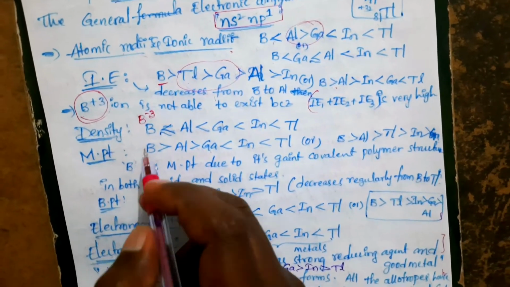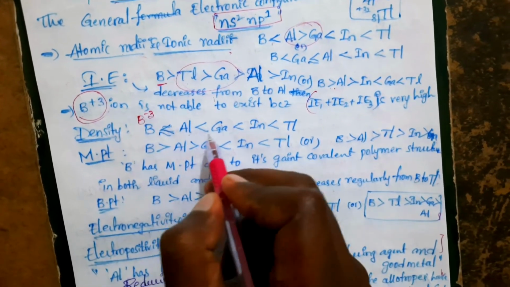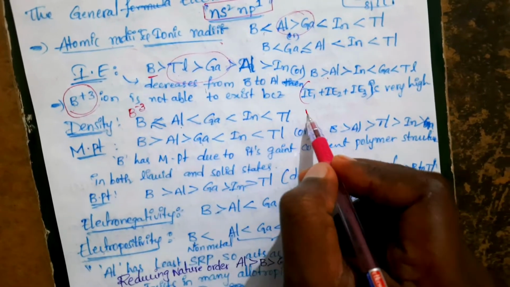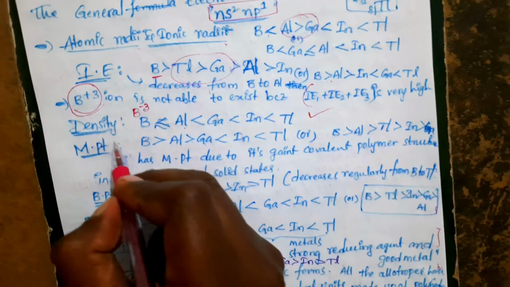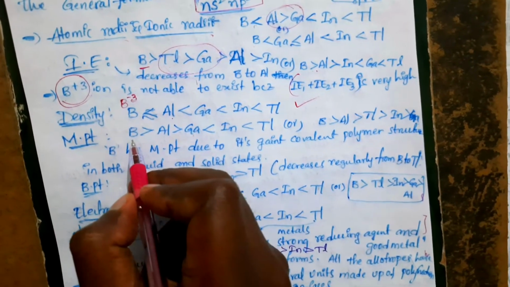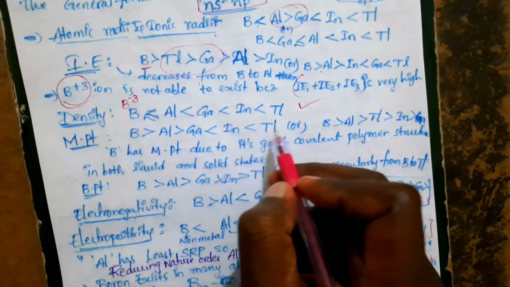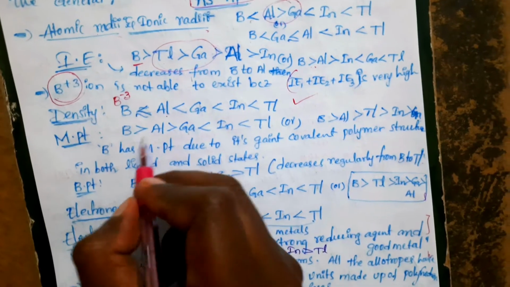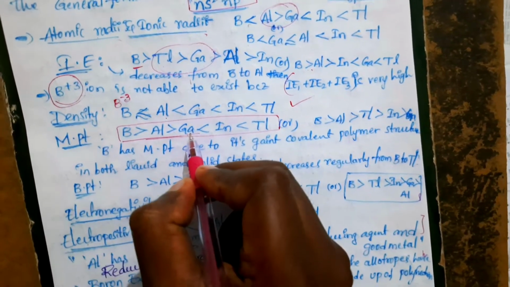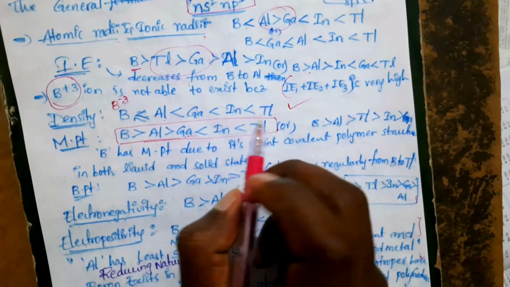Next, density generally increases from top to bottom. The densities of aluminium and gallium show a slight variation, but almost it increases from top to bottom. Melting point mainly depends on the element-to-element bond strength. From boron to gallium it decreases, and from gallium to thallium it increases. This is a very important melting point order.